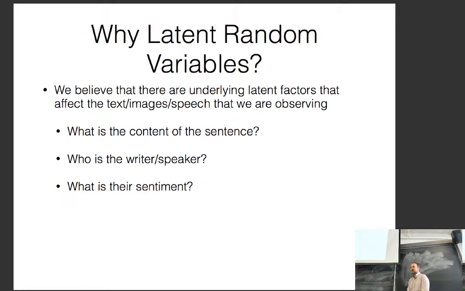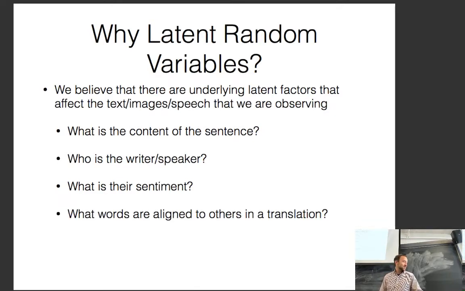Also, what is the sentiment of a sentence? So you might say a sentence might have different sentiment. Another thing would be what words are aligned to another in a translation. So you might assume that when you translate between sentences, some words will be aligned to others. You don't know which words are aligned to which other words. And this would be the case of something like the hard attention that I talked about before.